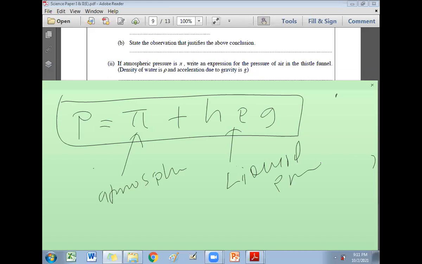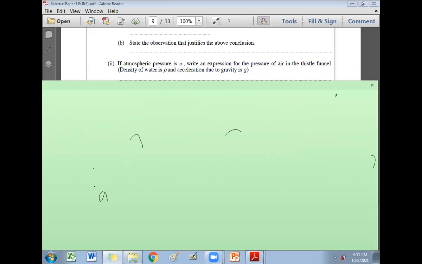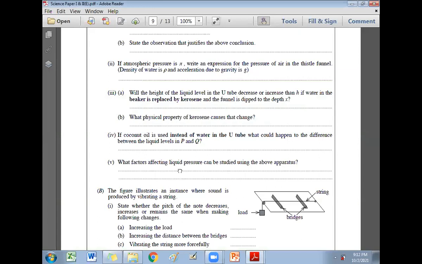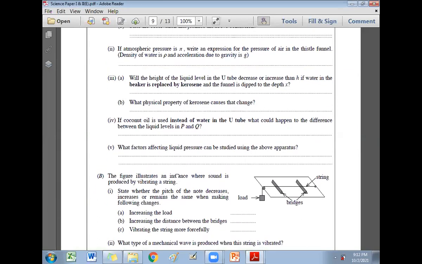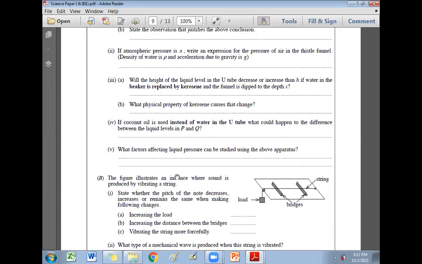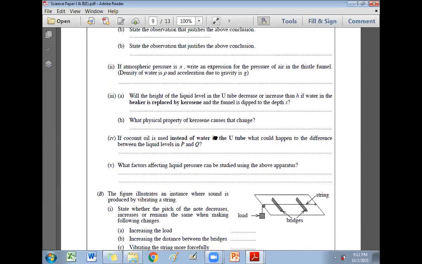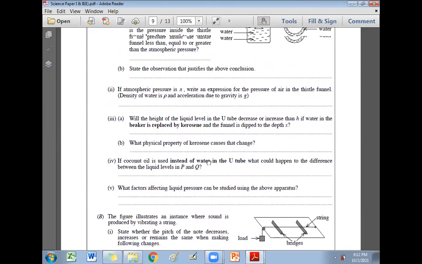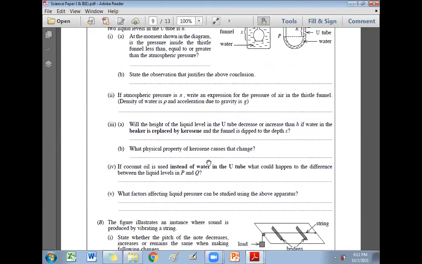Right. Next one, part 3. I'll erase the screen. Part 3, they ask, will the height of the liquid level in the U-tube decrease or increase from H if the water in the beaker is replaced by kerosene and the funnel is dipped to the depth X? That means you dip the funnel to the same depth in kerosene.